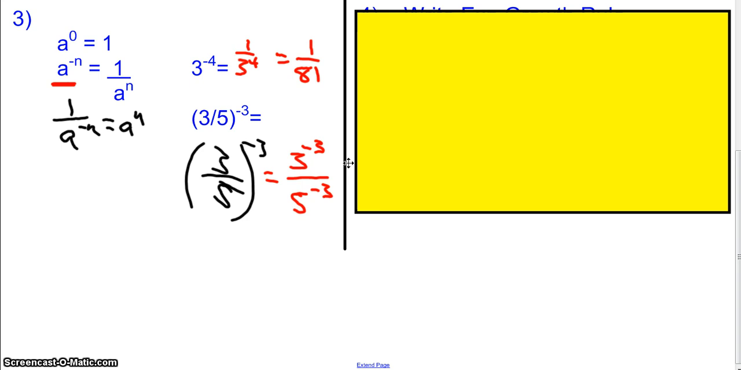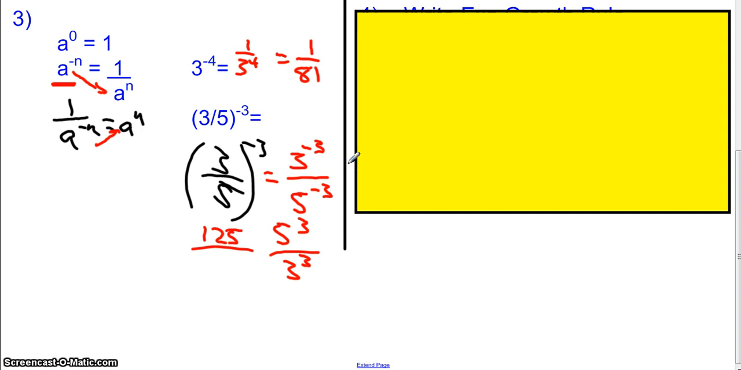It's about moving it to its inverse location. When it's in the denominator, we move it up. So you just switch it? In this case, good, we're going to switch it. So we have 5 to the third over 3 to the third. Do you remember what 5 to the third is? 5 times 5 times 5 is 125.